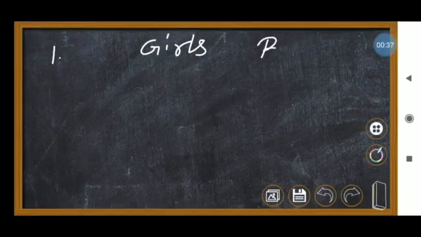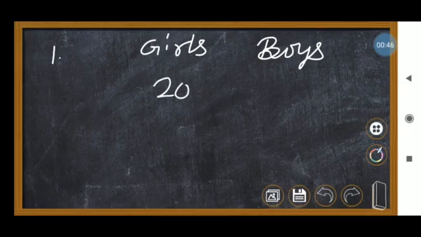There are 20 girls and 15 boys in a class. First, you have to write girls and boys. The count is 20 girls and 15 boys. The first question they asked is, what is the ratio of the number of girls to the number of boys?